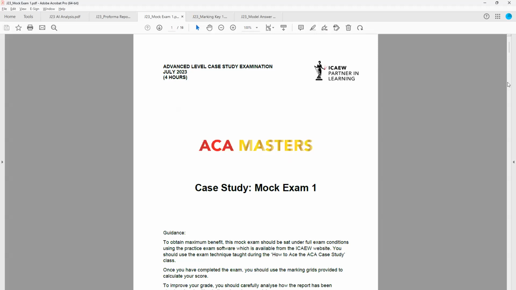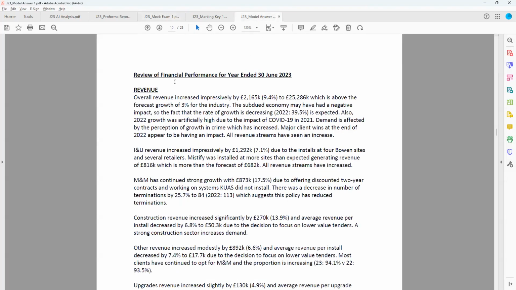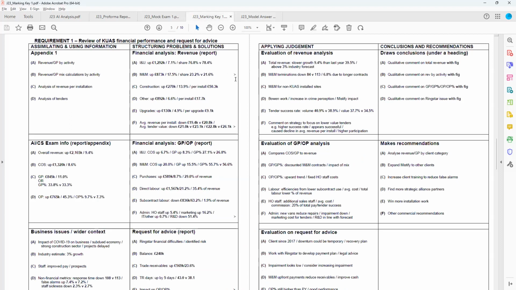In order to do this, I'll be working through our mock exam 1 for KUAS. I'll be working through the exam, explaining exactly how you should approach each section of your report and the type of points to include. I'll be referencing my model answer, which demonstrates how to structure your report and the type of points to include for each section. I will also be referring to the marking key so that I can demonstrate how my technique will ensure that you hit most of the points on the marking key.